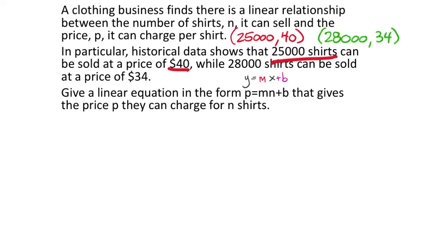On this problem, they've actually told us that the price is the dependent variable because it's in the same position as Y would be in the formula for slope-intercept form. So the price should be the output. That's the Y. The Y is the output.